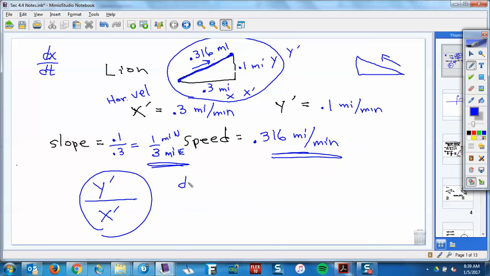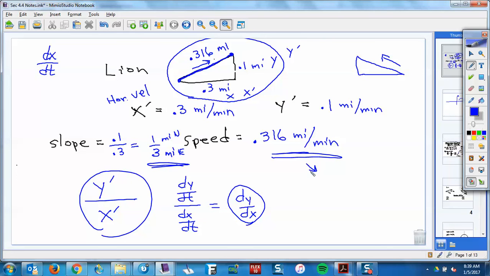Now, think about that. That's dy/dt divided by dx/dt. Now, if you invert and multiply that, what do you end up with? You end up with dy over dx. Oh, isn't that slope? Isn't that change in y over change in x, right? Y is this way and x is this way. That is our slope. Oh, that makes sense. So we take y prime divided by x prime, and that actually gives us dy over dx.